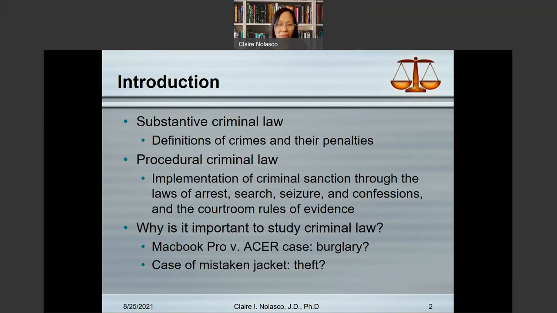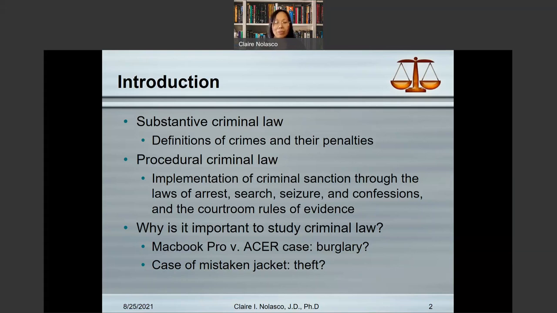So procedural criminal law encompasses the processes and the rules from the initial point of contact of the offender with the criminal justice system. For example, when he or she is arrested by a police officer, up until the point that person is charged before the courts, goes through the court processes, and then is transferred over to corrections and then either paroled or probationed.